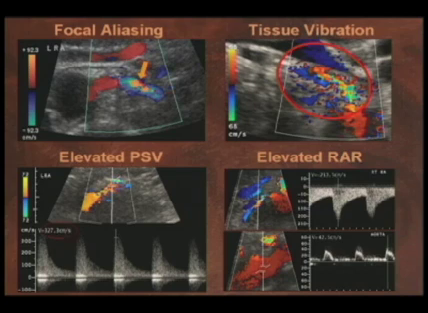The lower left is a patient with elevated peak systolic velocity of 327 centimeters per second, secondary to stenosis. And in the lower right is a patient that has a borderline elevated peak systolic velocity in the proximal right renal artery of 213 centimeters per second. But when you compare that to the velocity in the aorta, you see that the renal to aortic ratio is slightly greater than 5, meaning that this is very likely to be a significant renal artery stenosis.